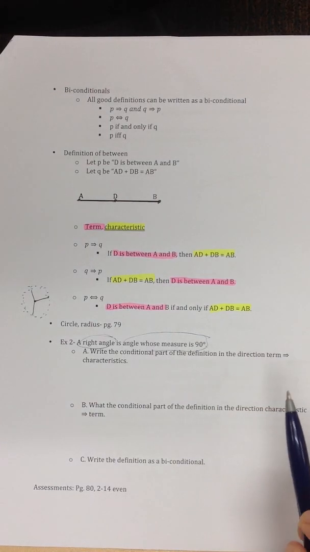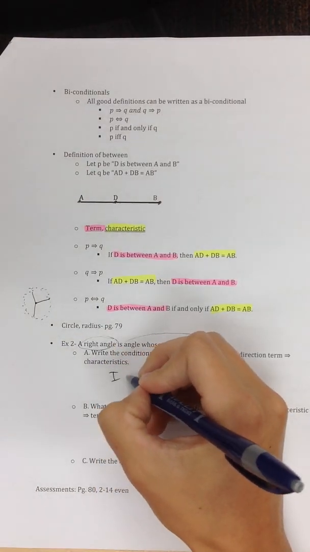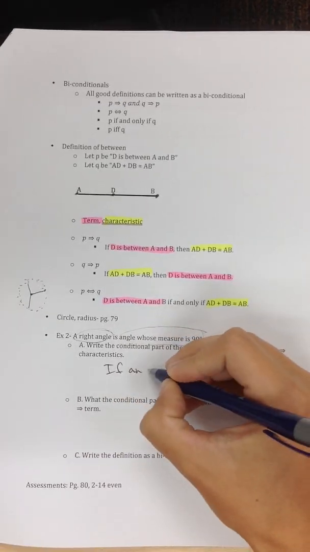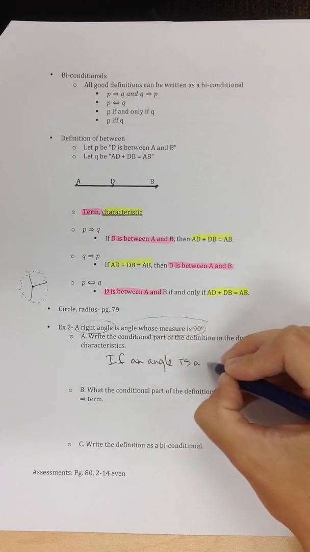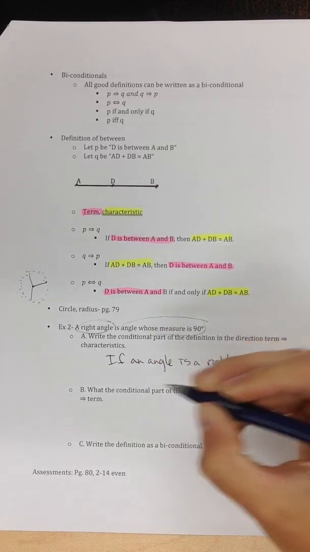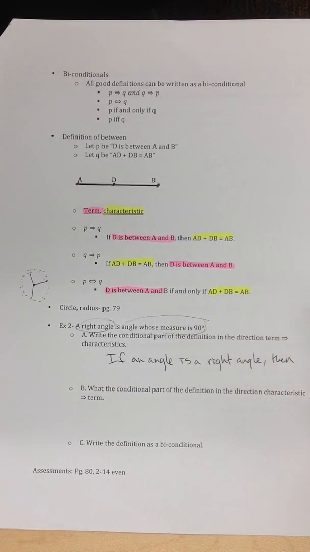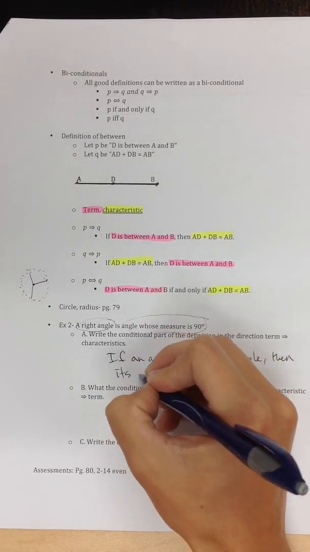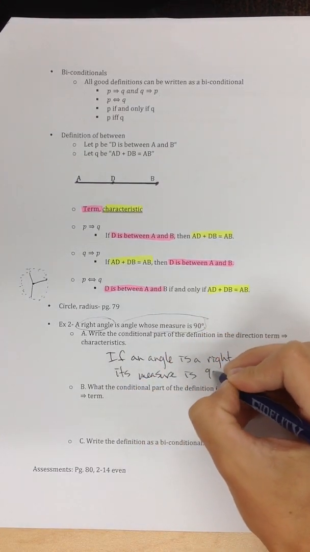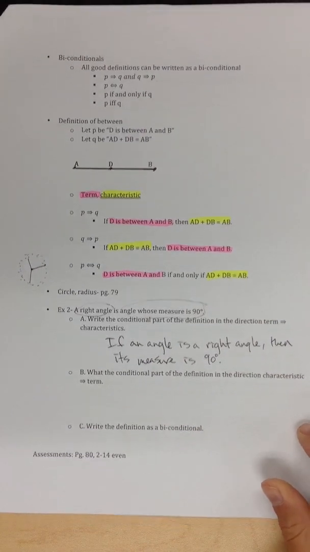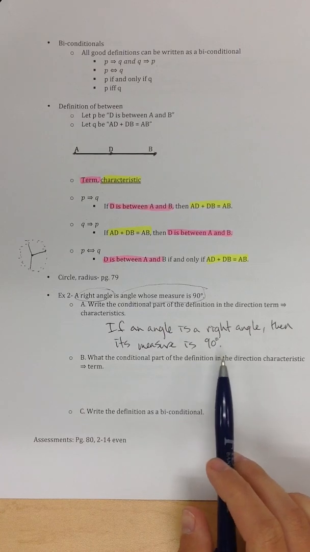Okay, so if I need to write this in the direction of term and then characteristic, I would go if an angle is a right angle, so that would be the term part, right angle, then its measure is 90 degrees. Okay, that would be the characteristics part. So the term, right angle, the characteristics, 90 degrees.